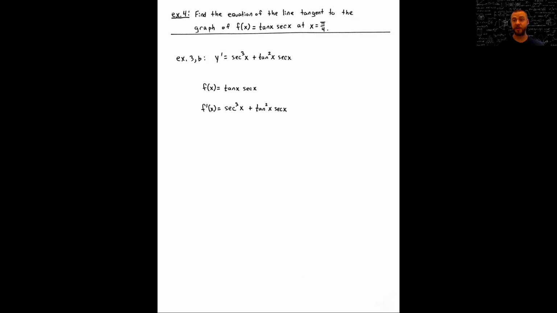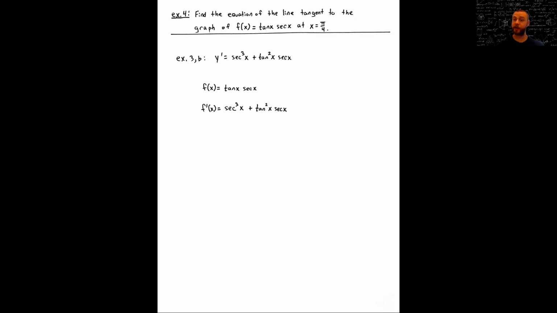So if our function f is tangent of x times secant of x, well, we can just make use of our work from example 3b to calculate the derivative f prime. And why do we need a derivative? Well, just think, how does that relate to the question, finding a tangent line? Recall our question, what is a derivative? Slope of a tangent line. So we need the derivative since that represents the slope of our tangent line.